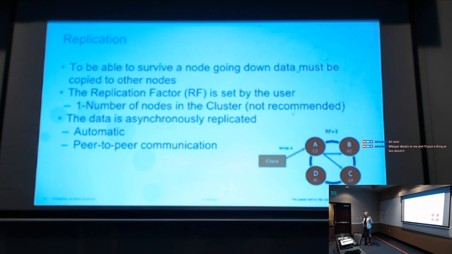If I have incredibly important data that I can't stand to lose, then maybe I would set it all the way to the number of nodes that I actually have in my cluster. We don't really recommend that. It's kind of overkill. Probably just three copies of the data is plenty. So the data is asynchronously replicated across the nodes. So that's automatic, and it's peer-to-peer, and it's really within milliseconds.